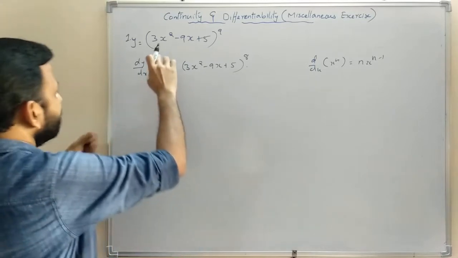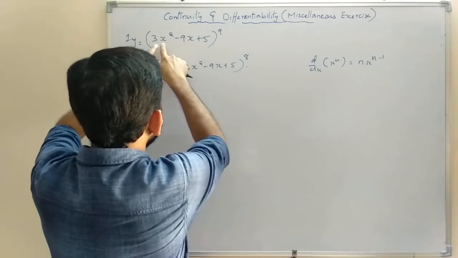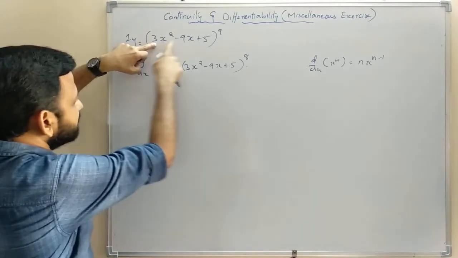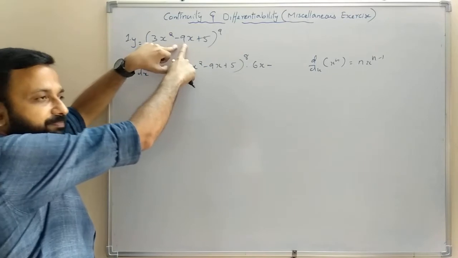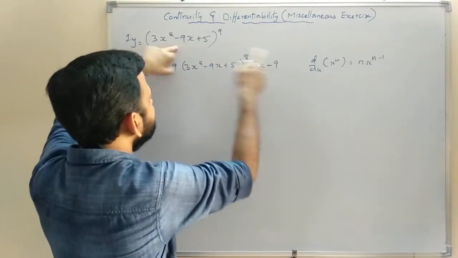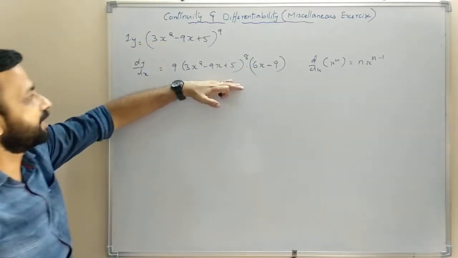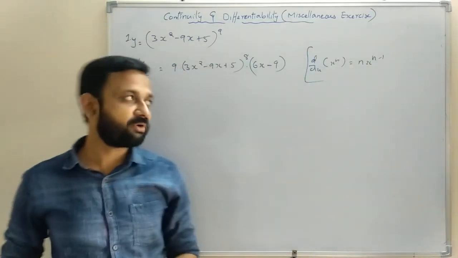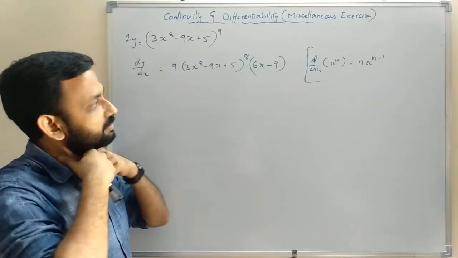So here 3x square minus 9x plus 5. The derivative of 3x square: 3 is a constant, 3 into the derivative of x square, that is 2x. So 3 into 2x, that is 6x, minus the derivative of 9x. Minus 9 is a constant, minus 9 into the derivative of x with respect to x, that is 1. Plus the derivative of 5. 5 is a constant. Its derivative is 0. So this is the answer, dy by dx is this expression. And here we applied that formula, d by dx of x raised to the power n equal to n x raised to n minus 1. So we got the answer.